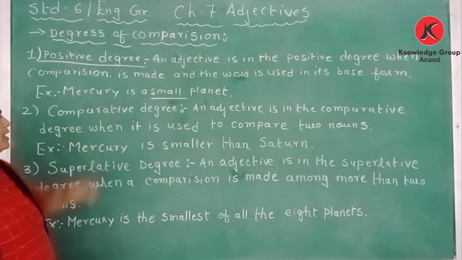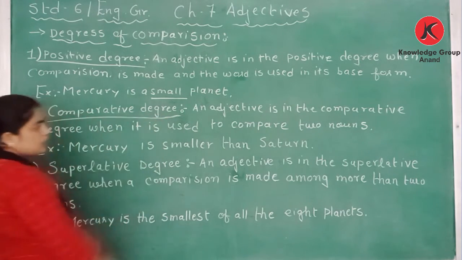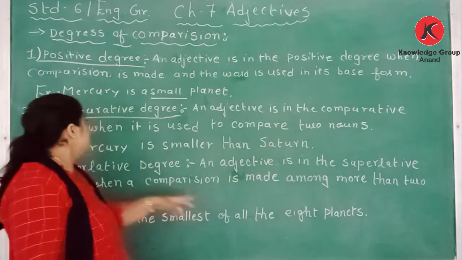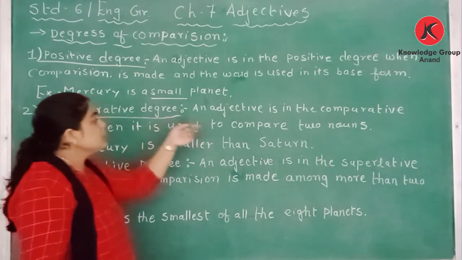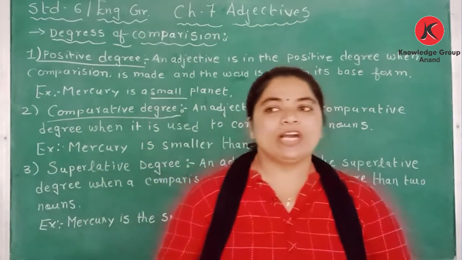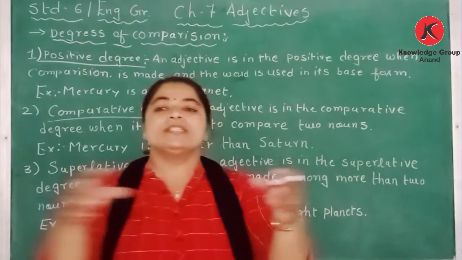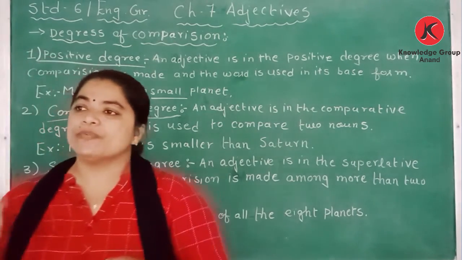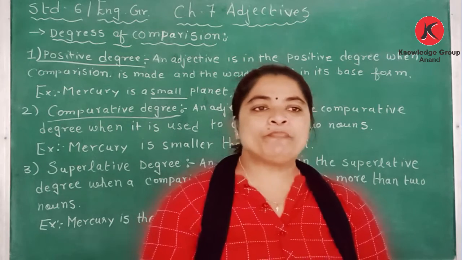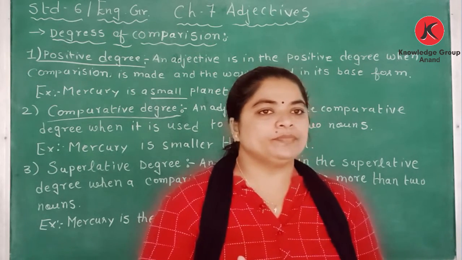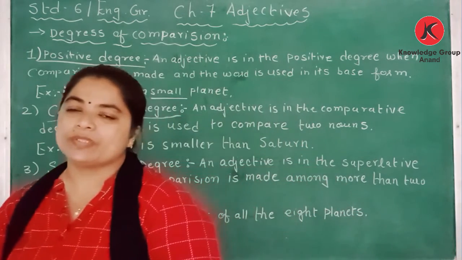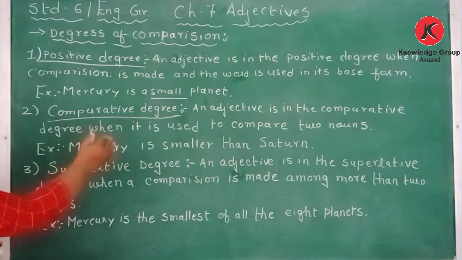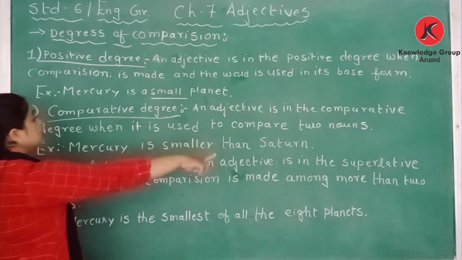Second is comparative degree. An adjective is in the comparative degree when it is used to compare two nouns. Compare two nouns means comparing two nouns. For example, there are two girls. One is big, the other one is small. You are elder, your brother is younger. Comparison is made between two nouns, whether it is a thing or a person.